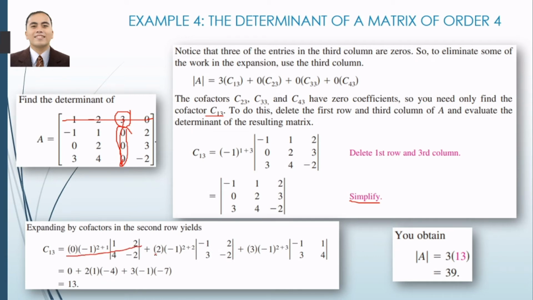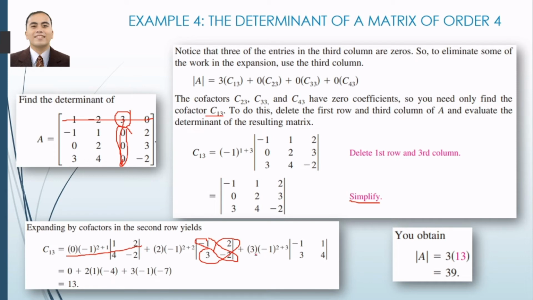Then 2 times the quantity of negative 1 raised to 2 plus 2, which is negative 1 raised to 4. Then we have negative 1, 2, 3, and negative 2. So negative 1 times negative 2, that is positive 2, minus negative 3 times 2, that is 6. So therefore, 2 times positive 1 times negative 4, because 2 minus 6 is negative 4.